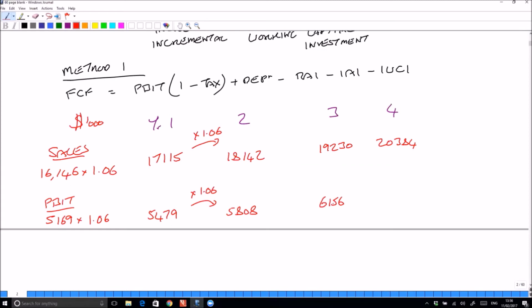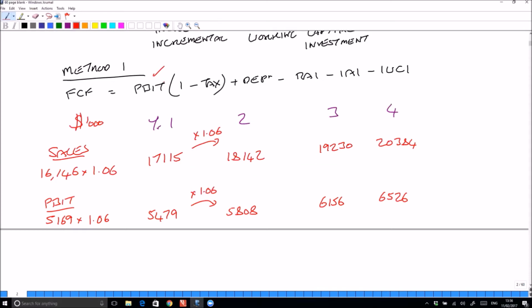6156. And then how much? 65. Oops, sorry, 6526. Good. Okay. What have we done? We've done the PBIT. What's the next thing to do? It's multiply it by 1 minus tax.